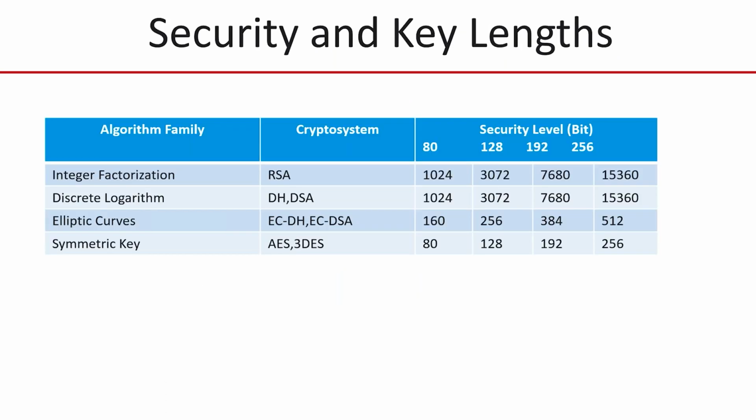So again, here we can see the equivalent strength of the keys. For example, to match a 128-bit key within AES, an elliptic curve key needs to be 256 bits long, whereas RSA is over 3,000 bits. So again, we can make some big savings by using elliptic curve cryptography.